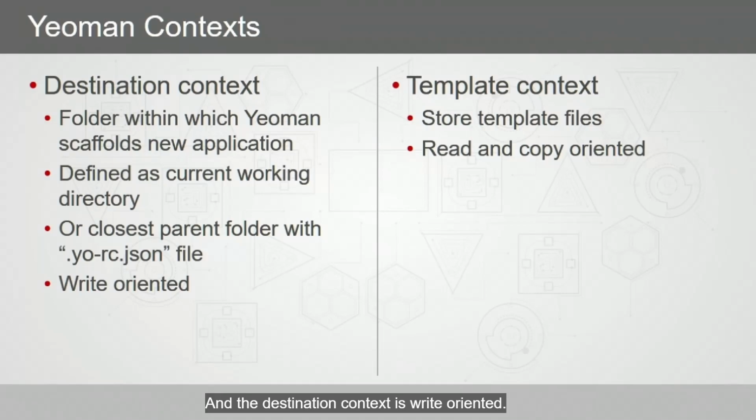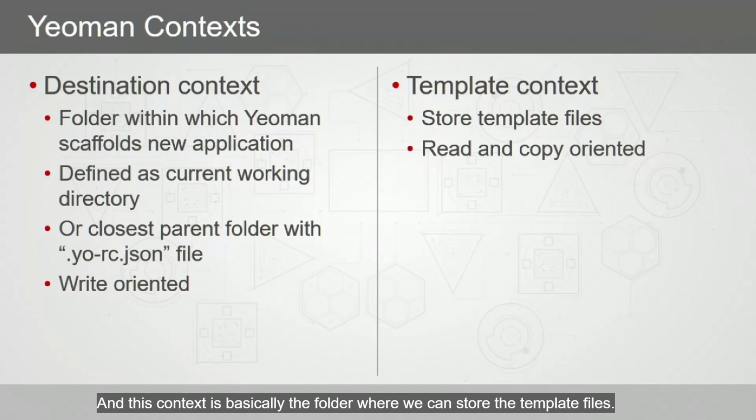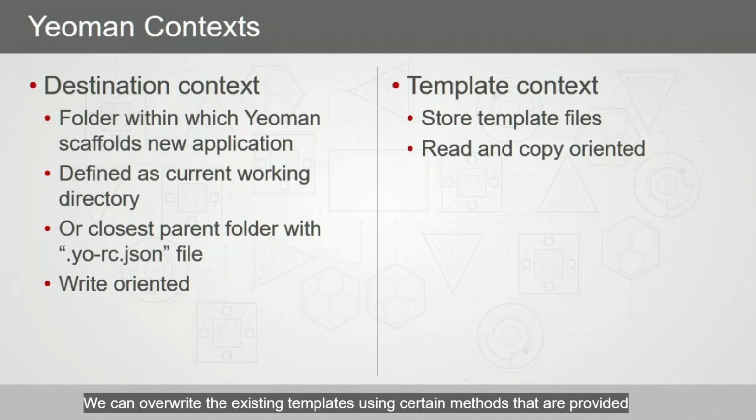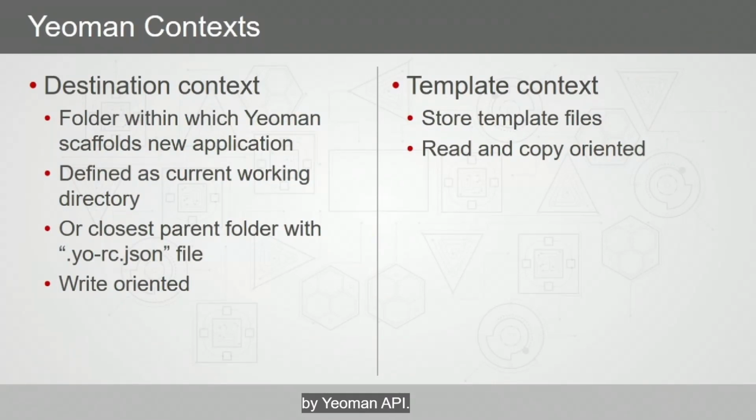And the destination context is write-oriented. We can use various methods in order to get the destination context, and then use the destination context to write the resources. The second important context is the template context, and this context is basically the folder where we can store the template files. And this context is read and copy-oriented. We can overwrite the existing templates using certain methods that are provided by the Yeoman API.